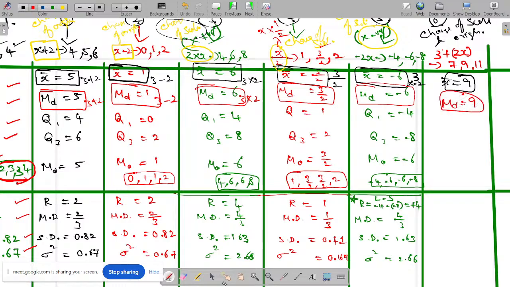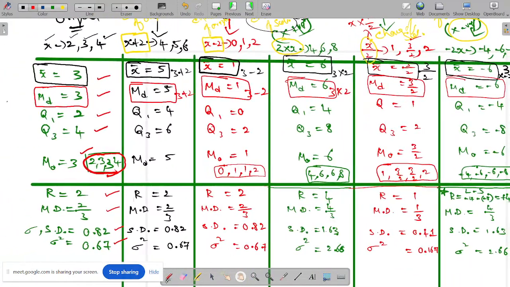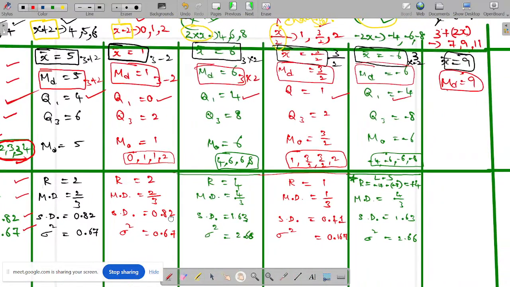This happens for quartile also. You check here, quartile. 2. This I'll make the tick mark. Here, 2 plus 2. Here, 2 minus 2. Here, into 2. Here, divide by 2. Here, into minus 2. You're getting the value? This is what you call change of scale and origin.